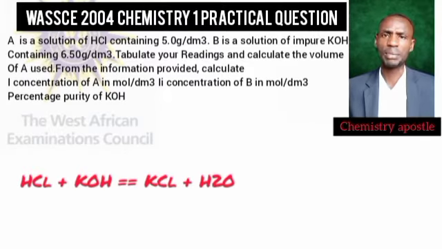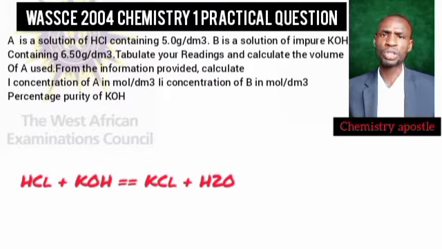A balanced chemical equation for the reaction. In the equation, the acid is hydrochloric acid and the base is potassium hydroxide, to give us potassium chloride and water. If you check the equation very well, you will see that it is balanced. The number of potassium atoms at the left hand side is equal to the number of potassium atoms at the right hand side. All the atoms in the equation are balanced.